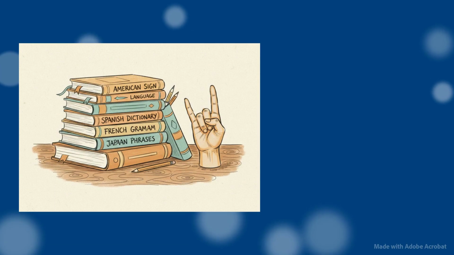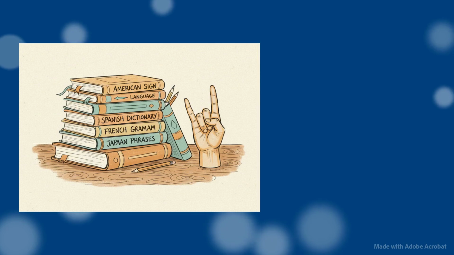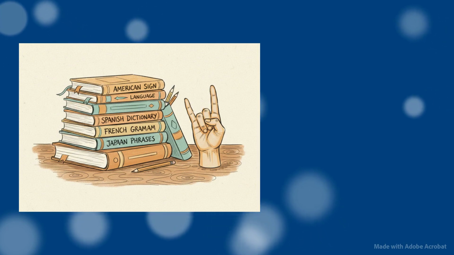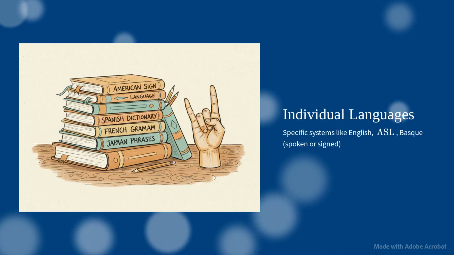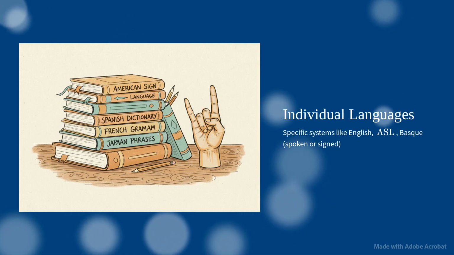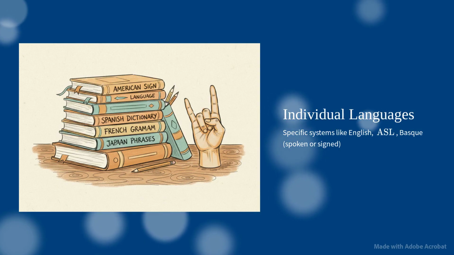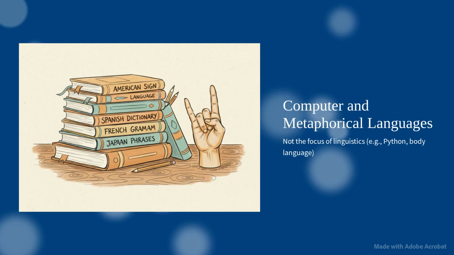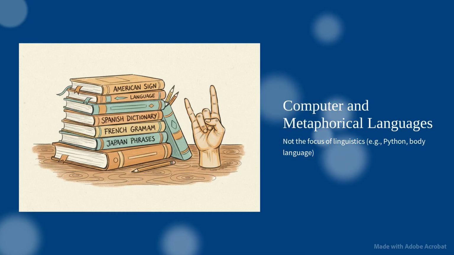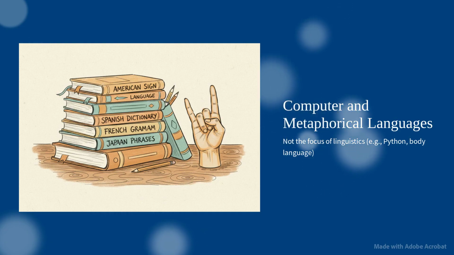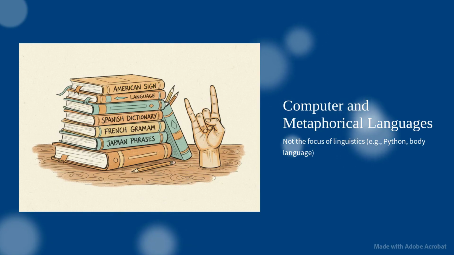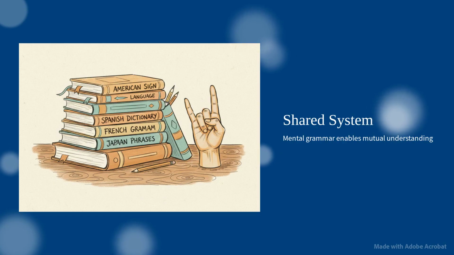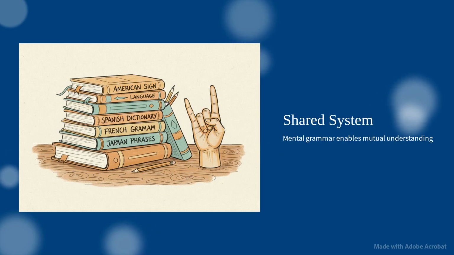Here's how linguists distinguish between different uses of the word language, and focus on the shared system that enables communication. Individual languages are specific systems, such as English, American Sign Language, or Basque, which can be spoken or signed. Computer languages like Python or metaphorical uses like body language are not the focus of linguistics, even though they share the term language. The shared system, or mental grammar, is what allows us to understand each other's ideas through language.